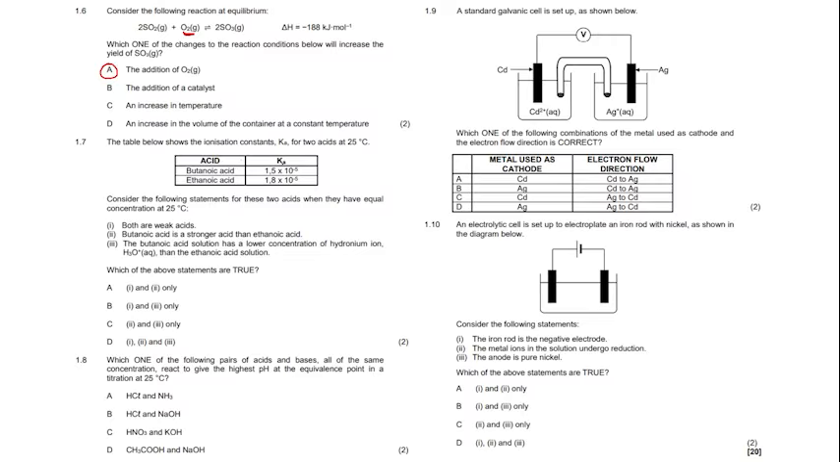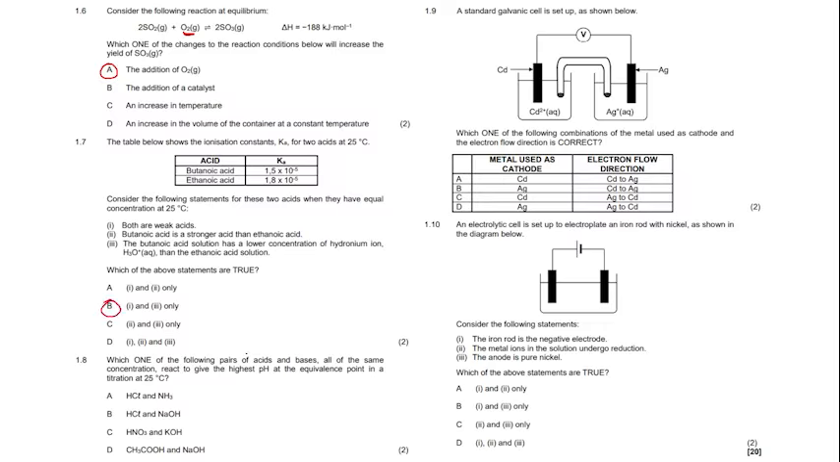So, Ka is the acid constant. So basically, these two are both less than 1, so they're both weak acids. And butanoic acid has a smaller Ka value than ethanoic acid. Therefore, it is a weaker acid than ethanoic acid, causing it to have a lower concentration of hydronium ions. Therefore, our answer is actually B, and I and III are correct. That is my bad.